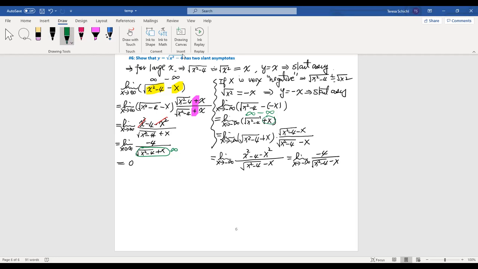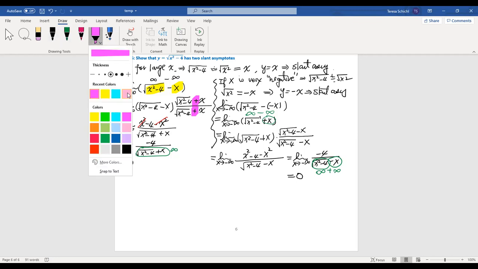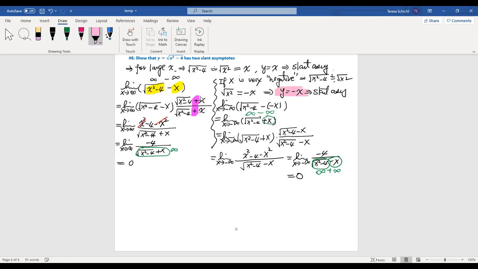In here, x equals negative infinity, so the square root is infinity, and the negative infinity with a negative sign becomes positive infinity. So the denominator becomes positive infinity, and all of this approaches zero. So both y equals negative x and y equals x are slant asymptotes for this graph. If you want to graph it, it looks something like this.